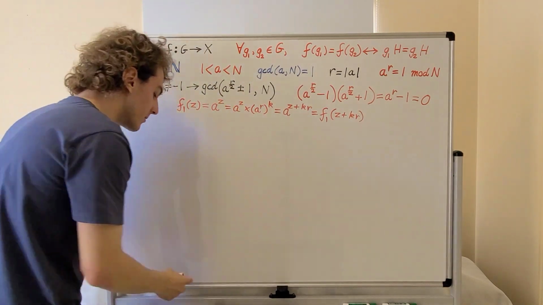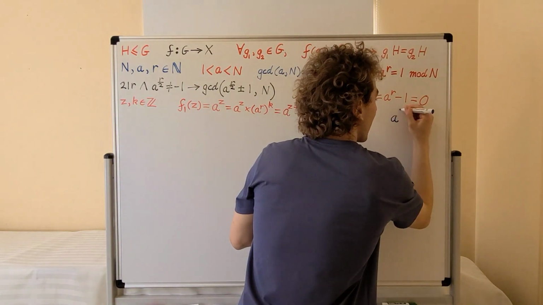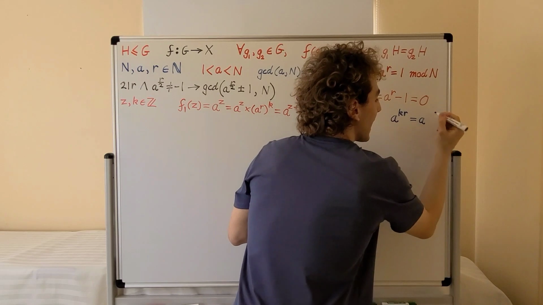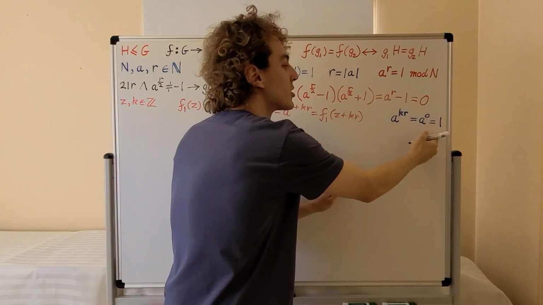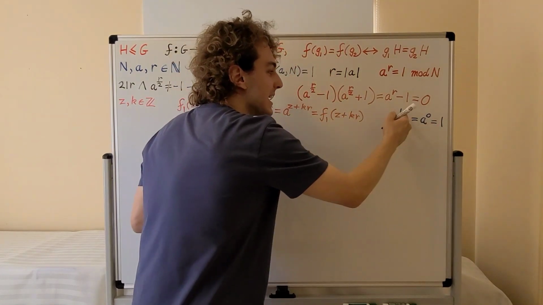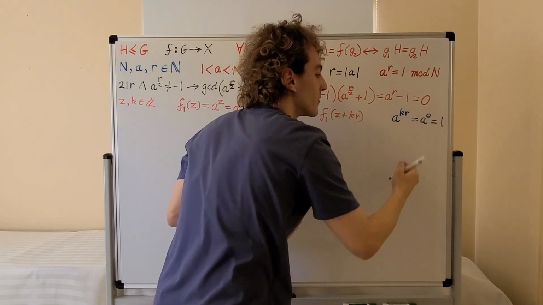So why does this work? Well, it works because a^(kr) is equal to the same thing as a^0, which is equal to 1. It's the multiplicative identity. So we can set k equal to 0 over here, and then we get this special case of a^0.